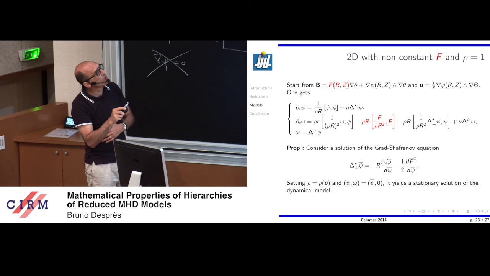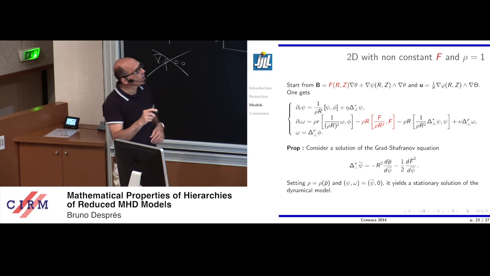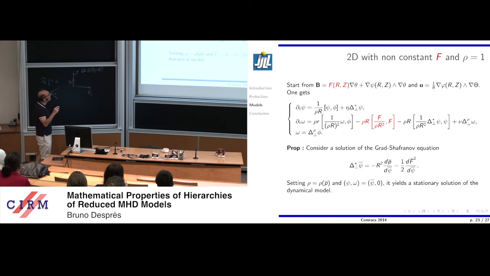So the velocity is, okay, perhaps there is a mistake. Okay, no, there's no R. Yeah, it's like the other one. Anyway, at the end, rho is equal to 1, so you can discard rho everywhere, and small r is equal to capital R. Anyway, so you get an equation for the magnetic potential.